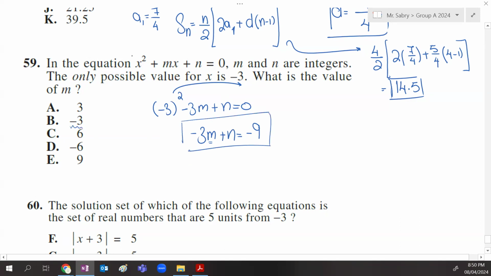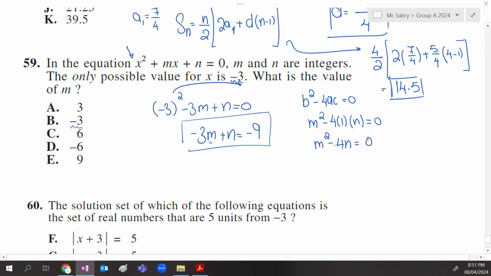ادي اول equation اللي هي -3m plus n equals to -9. الحاجة التانية بما ان دي quadratic equation and they told me already that it has only one answer of -3, معناها ان ال discriminant بتاعها اللي هو b power 2 minus 4ac لازم يكون equal 0. يعني هنا ال m power 2 minus 4a اللي هي ب 1 و c اللي هي ب n لازم تكون equal 0, which means m power 2 minus 4n equals 0.